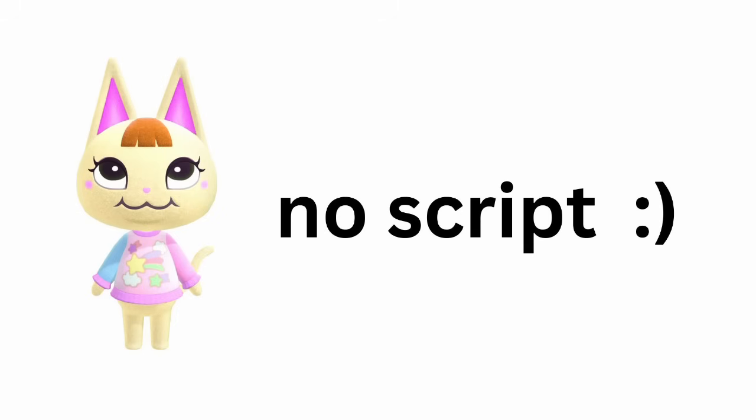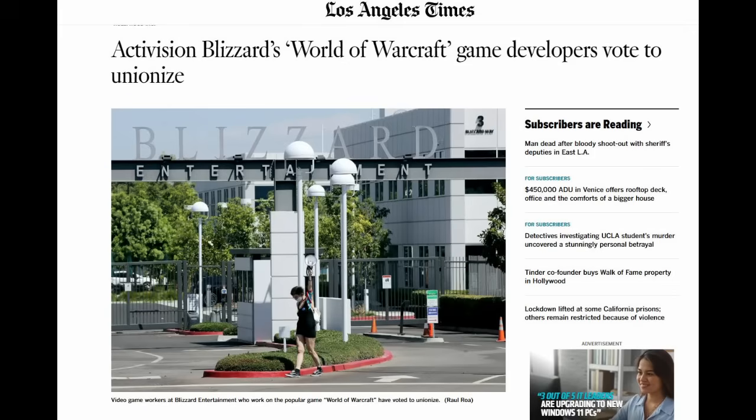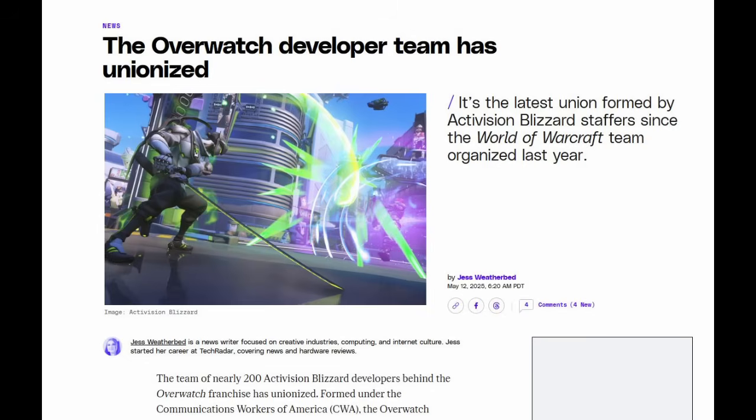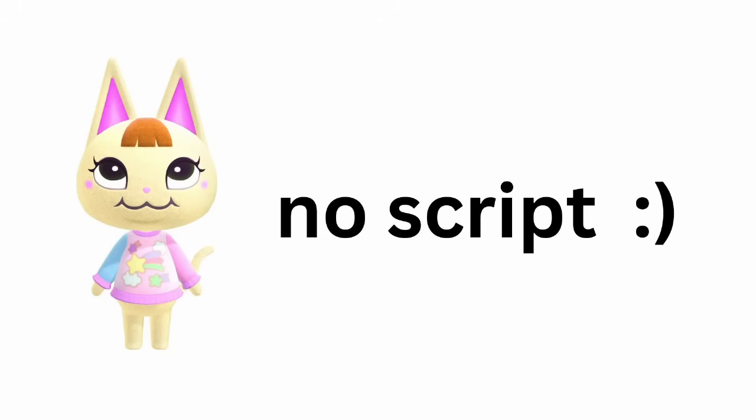Now, there are places that are doing it, right? I think Bethesda is wall to wall. I think Blizzard is making really big strides. They were one of the first to really get going. We've also seen a rise in co-ops and other new structures that are basically worker-owned game studios. So everyone who works there is a partial owner, and they make decisions together. Co-ops are a whole video on their own. Basically, the tide is turning.